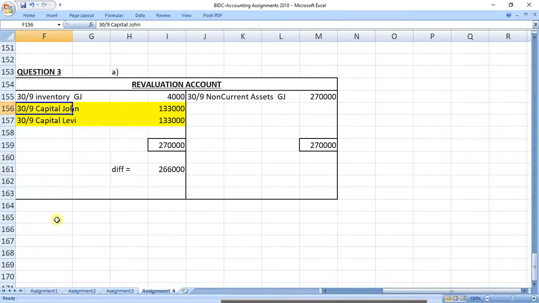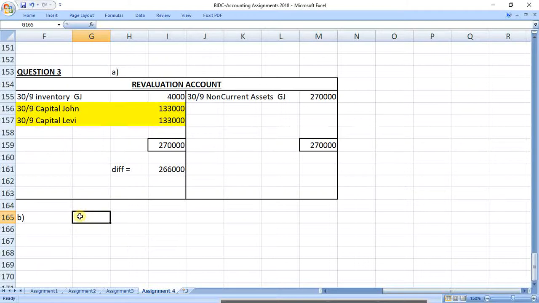What does B ask for? Let me just write this out. Prepare the capital accounts of the partners to record the admission of the new partner. So now you're adding a new partner, and they want you to prepare the capital accounts.